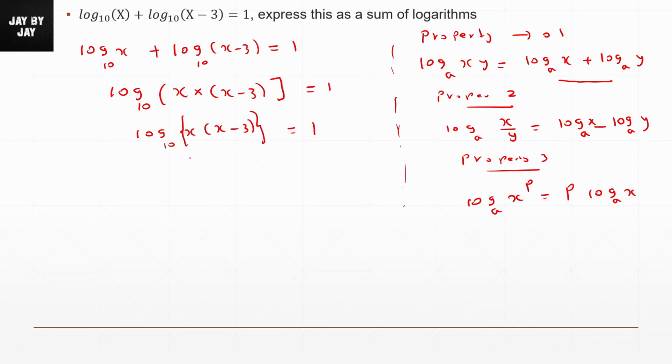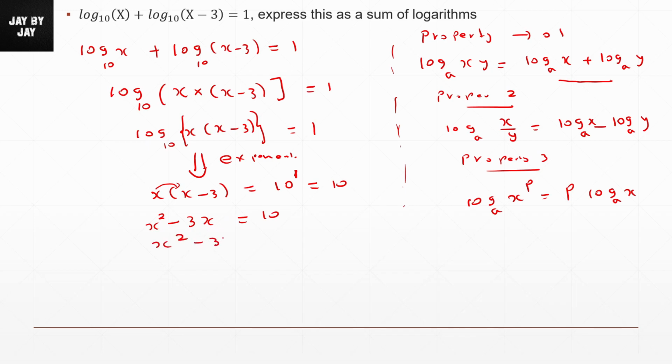equals 1. Then we need to convert this logarithm to the exponential form. How do we convert it back? We can write it like this: x times x minus 3 equals 10 to the 1, that means 10. Then multiplying out, we get x squared minus 3x equals 10. Again, we take 10 to the left hand side of the equation: x squared minus 3x minus 10 equals 0.